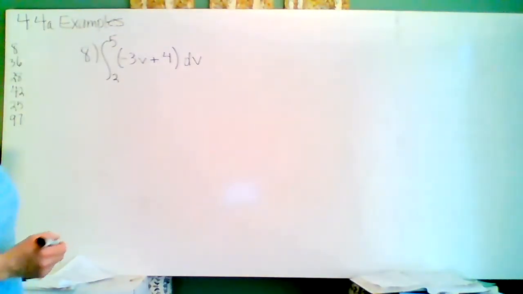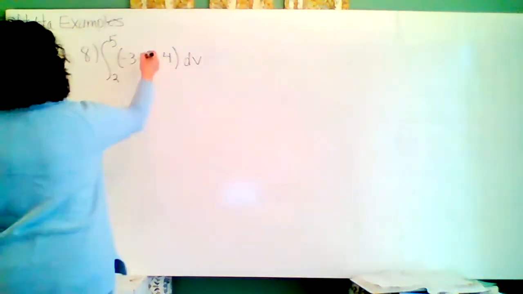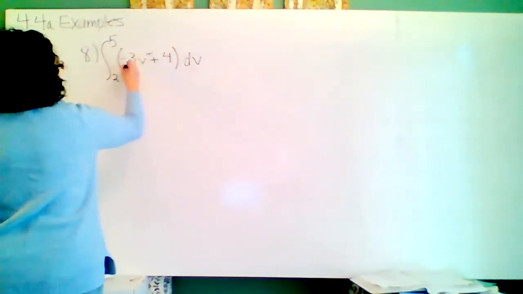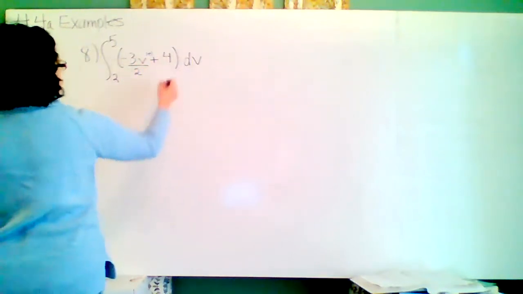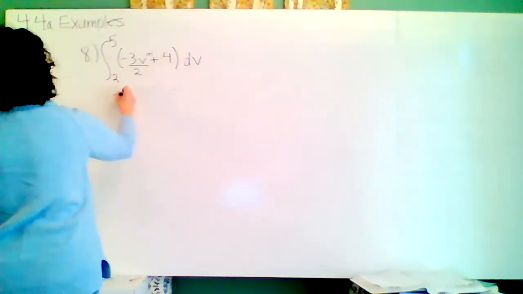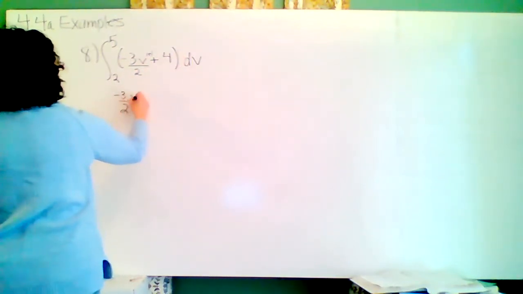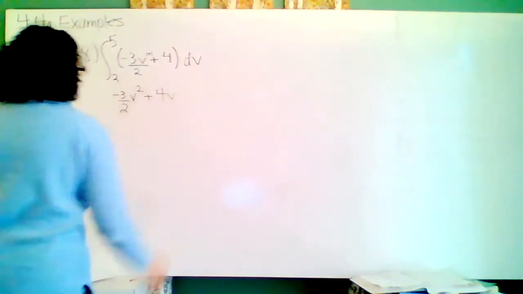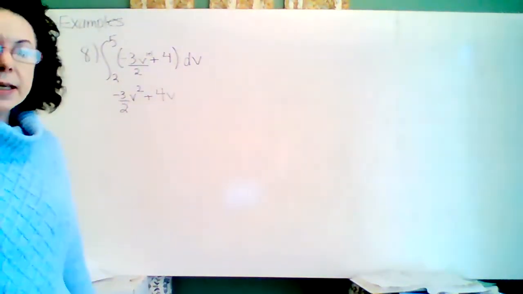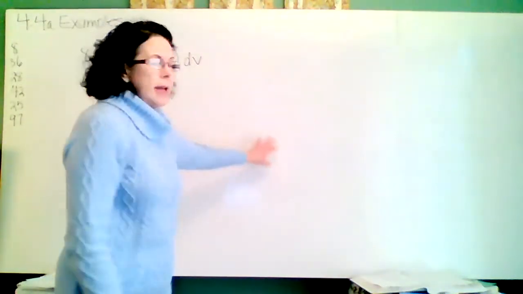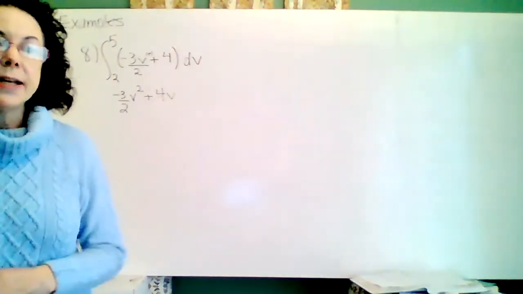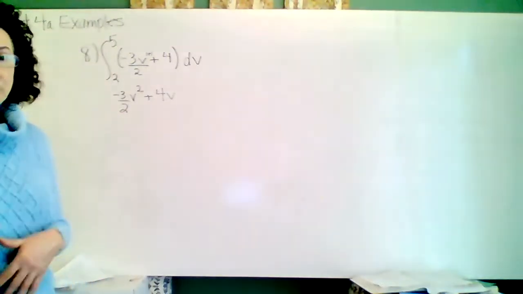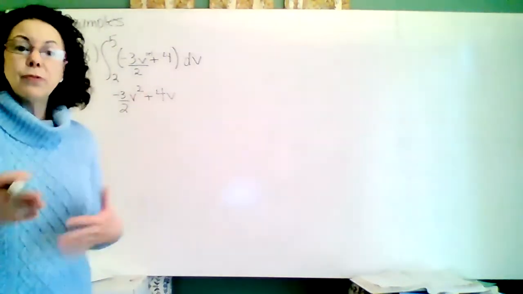So here's the first step we do. The first step is actually just to integrate, right? So here is an exponent of 1. I'm going to add 1 and divide by the new exponent, right? And so I get negative 3 halves v squared plus 4v. Again, I don't need the plus c, because when I do my F of b minus F of a, I'll have a plus c minus c, and they will eliminate. Plus, this is a definite integral. There is no general form.